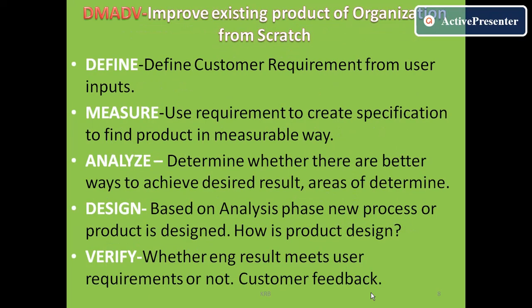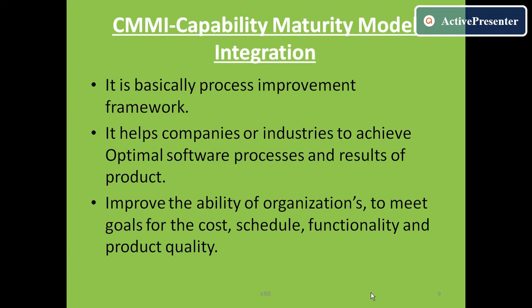So up till now, what we have studied was Six Sigma. Next topic is CMMI in software engineering. So basically, what is CMMI? It is Capability Maturity Model Integration. So it is basically a process improvement framework. It helps companies or industries to achieve optimal software processes and results of the product. It helps to improve the ability of the organizations to meet goals for the cost, schedule, functionality, and product quality.